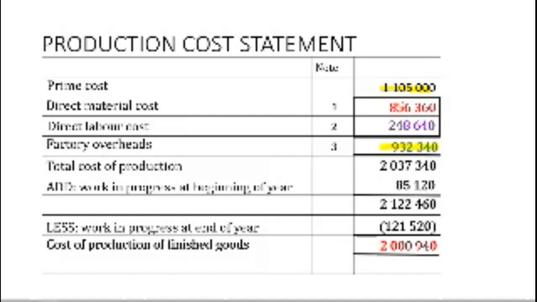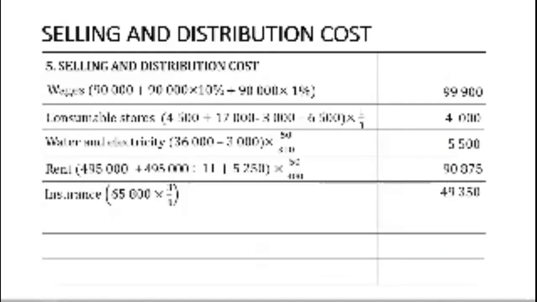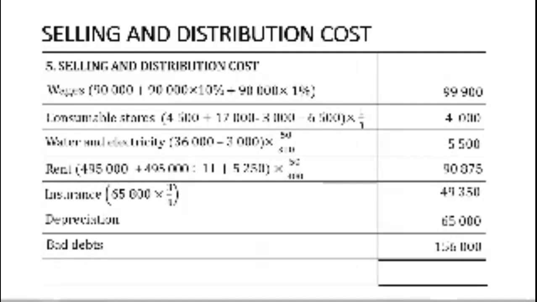Before I even go to it, I will finish off my selling and distribution because they gave me depreciation. They said depreciation was 65,000 and bad debts would have been 156,000. I did indicate it earlier on in the video, and that will give me my total selling and distribution cost of 470,625. Okay, I just want to go back to this before I can correct the mistake that I made there.